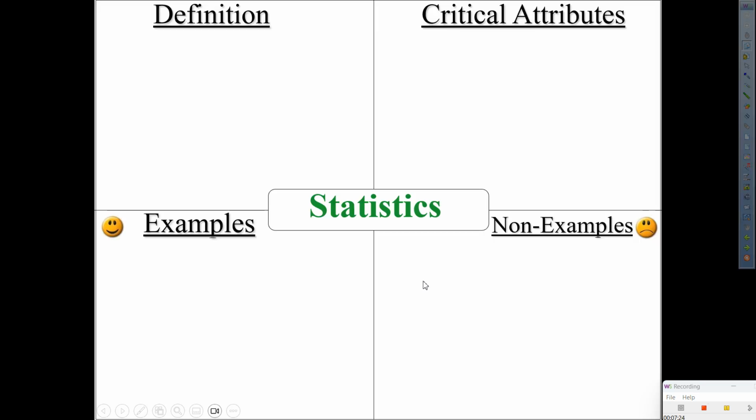But before we do, tell your neighbor the definition for statistics in your own words. Statistics, what are they? Your own words. All right, type it in there. Let's go. 20 seconds.